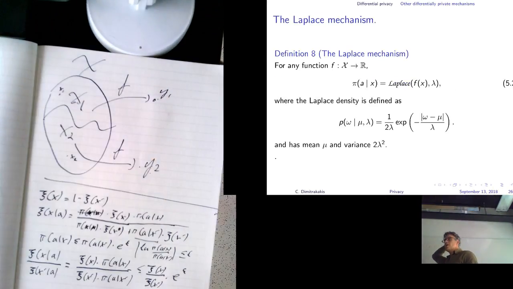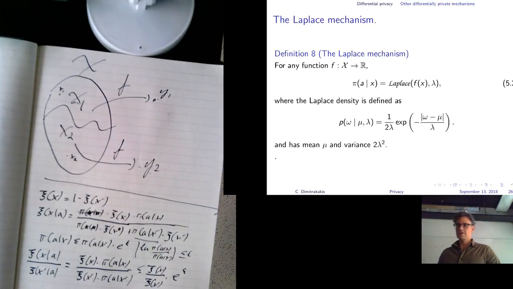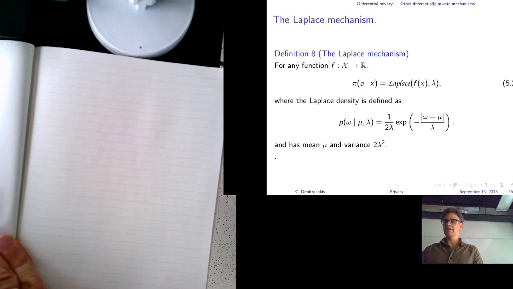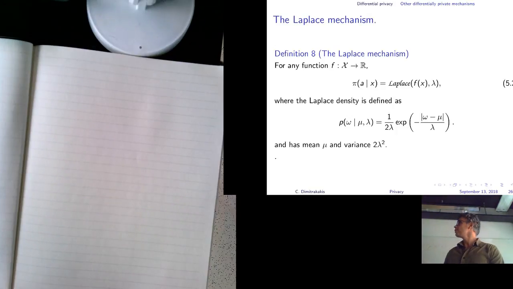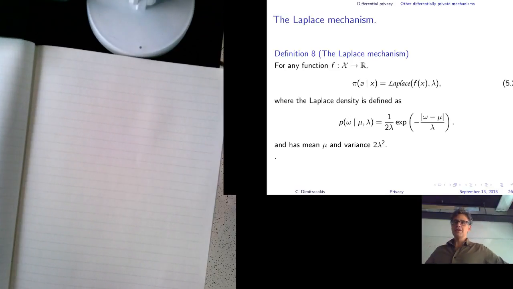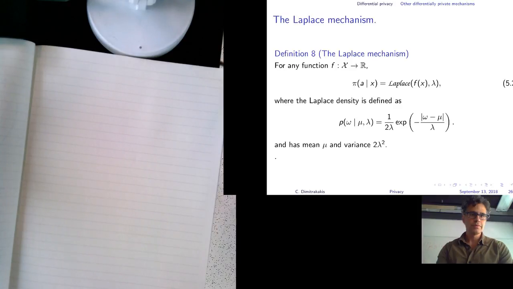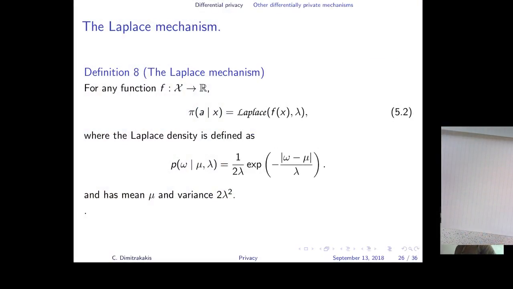Okay, so far we talked about one specific mechanism, the randomized response. Now we'll go to the second one, and this is the Laplace mechanism. The Laplace mechanism is very simple, and it basically says you have some function that you want to calculate. Let's say I have data from everybody of you, and I want to calculate the average salary. That's one attribute. I don't care about anything else.